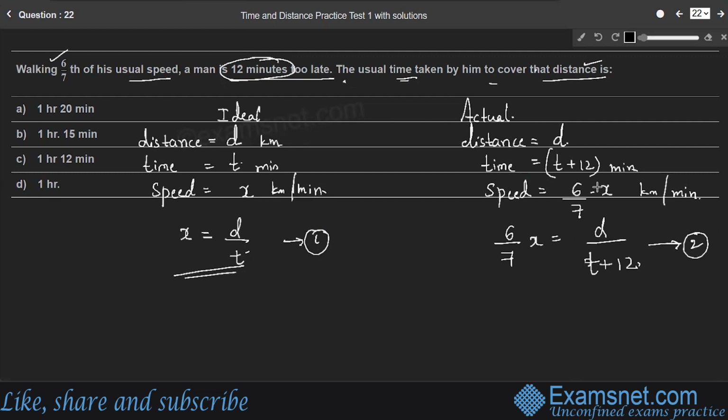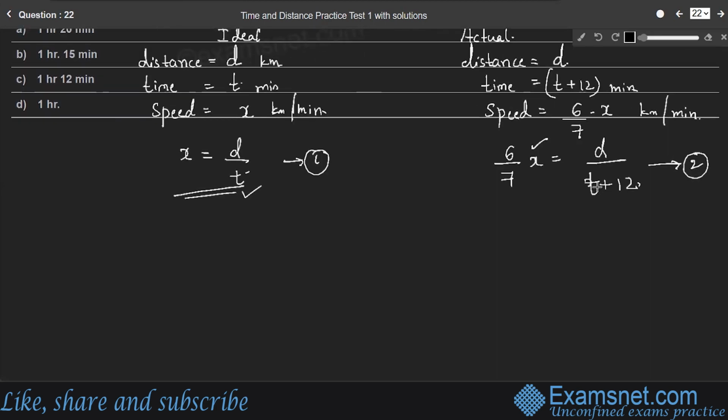Because we are going to find the usual time taken by him to cover that distance. In the usual time, that means in the ideal case, what is the time taken by him to cover that distance? Therefore, we express x in terms of time. Equation 2 becomes 6 by 7 into x, which is d by t, is equal to d by t plus 12.